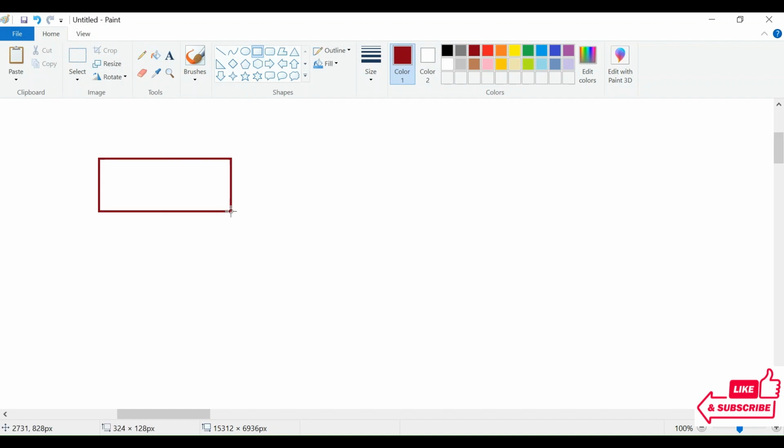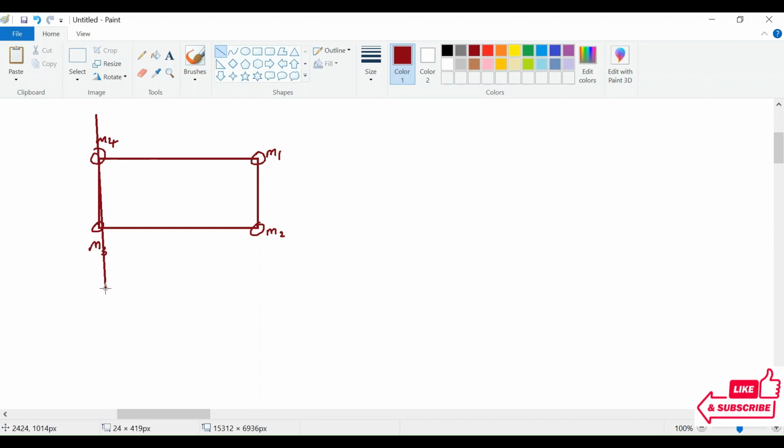Let's understand nicely with one good example. Imagine a rectangle: the masses are arranged in the shape of a rectangle. Here mass m1 is kept, here m2, here m3, here m4. All are point masses. Now I am rotating this rectangle about this axis, this is my axis of rotation. You are rotating it in this way. The entire rectangle is rotating.